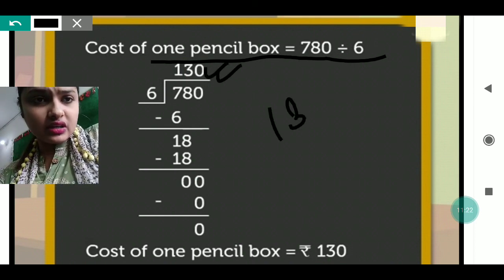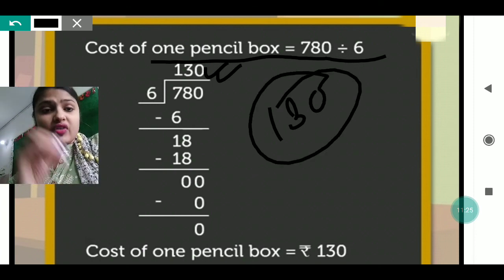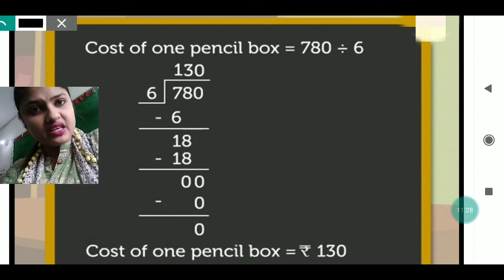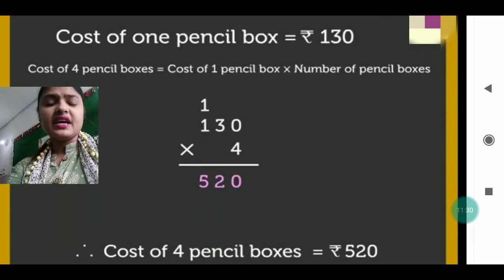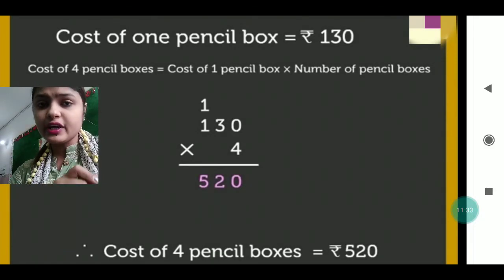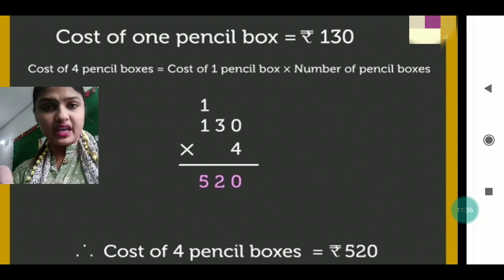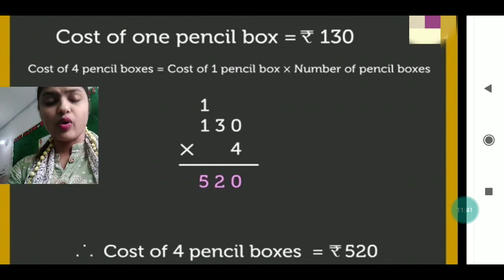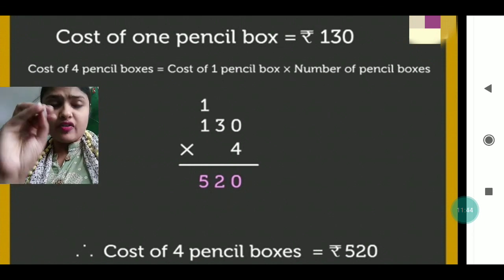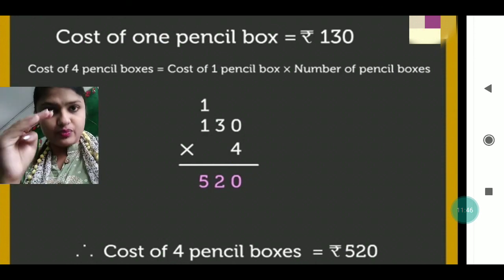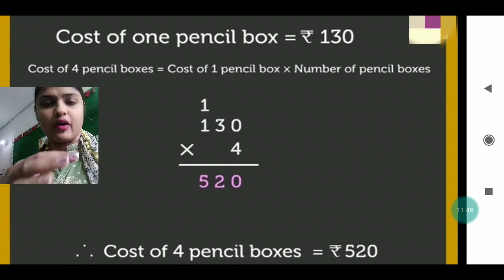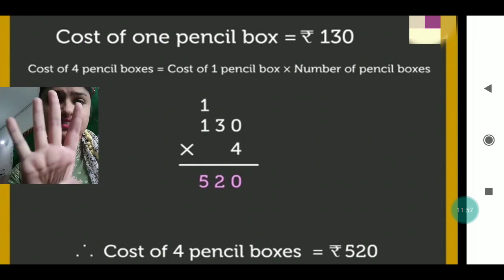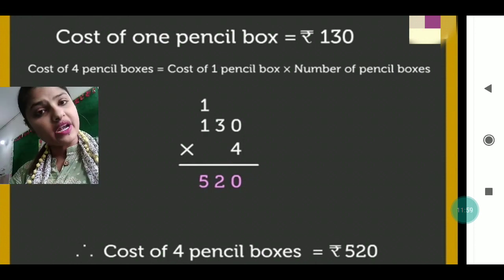What is the cost of one box? 130 rupees. You can say the cost of one pencil box is 130 rupees. In the same way, the cost of 4 pencil boxes can be found by multiplying the cost of one pencil box by the number of required pencil boxes, that is 4. So 130 into 4, when I do it, I get 520. It means the cost of 4 pencil boxes is 520 rupees.